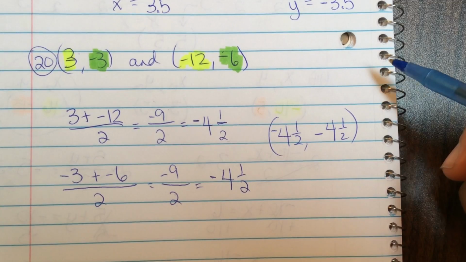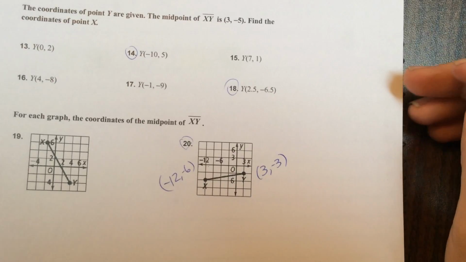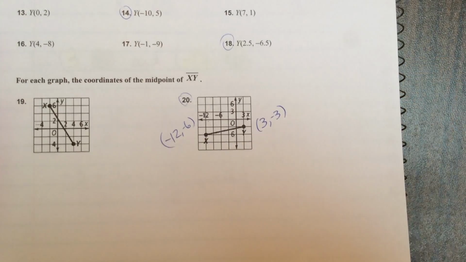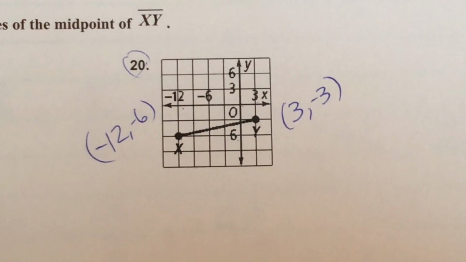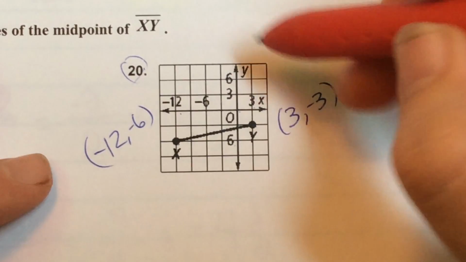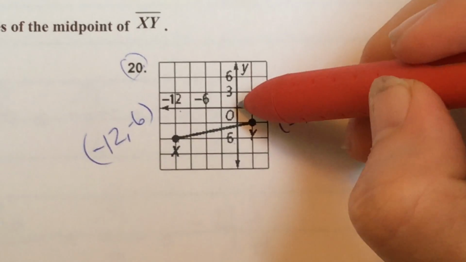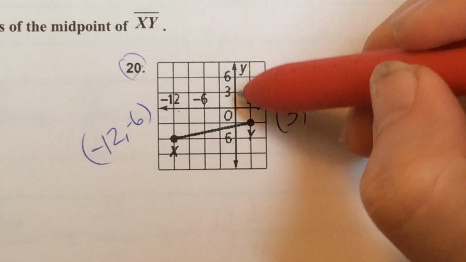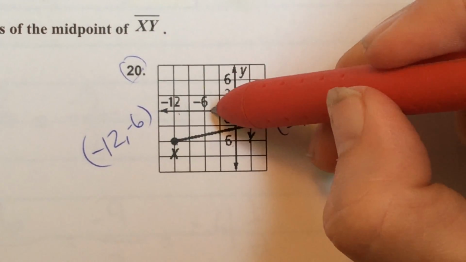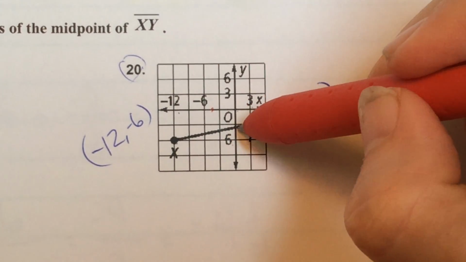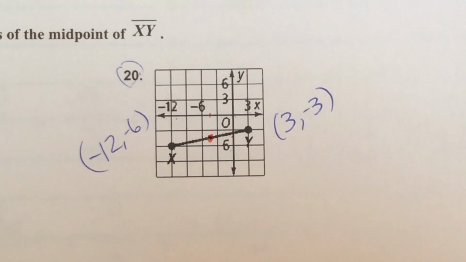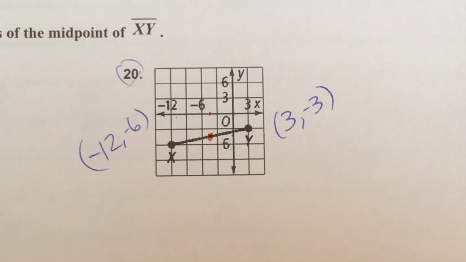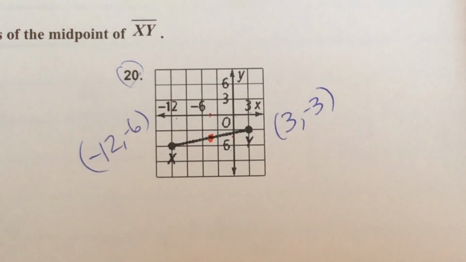So let's go ahead and plot it, and let's see if we agree. Okay, so I'm going to zoom back in. Hopefully the camera won't shake. All right, so negative 4.5 would be probably about right here, and probably about right here. So that would be right around there. Yep, I agree. That looks like it's pretty good. I agree that that is the midpoint.